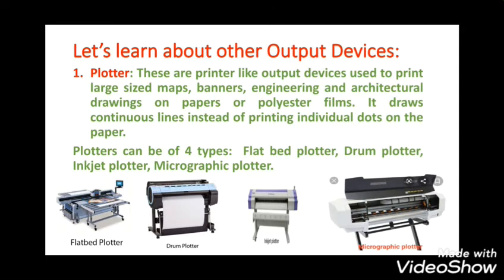First output device is plotter. These are printer-like output devices used to print large-sized maps, banners, engineering and architectural drawings on a paper or a polyester films. It draws continuous lines instead of printing individual dots on the paper. The output produced by a plotter is very high in quality, and they can produce color as well as a black and white output depending on the ink used in them.